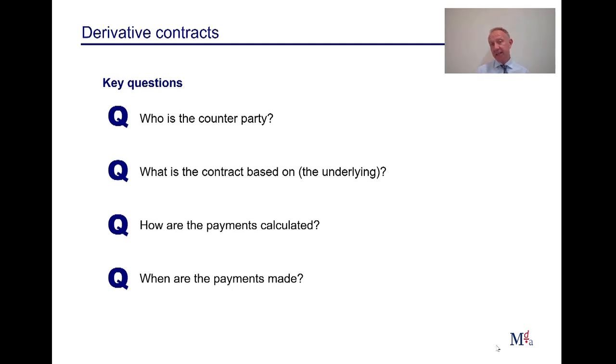Is it a percentage of a nominal amount, or perhaps is it a value for each individual point that the price moves? And when are the payments made? How frequently is that going to happen? With some contracts, it's every single day. With other contracts, it might be every 3 months or 6 months. And sometimes with some contracts, it's only when that contract finally matures.